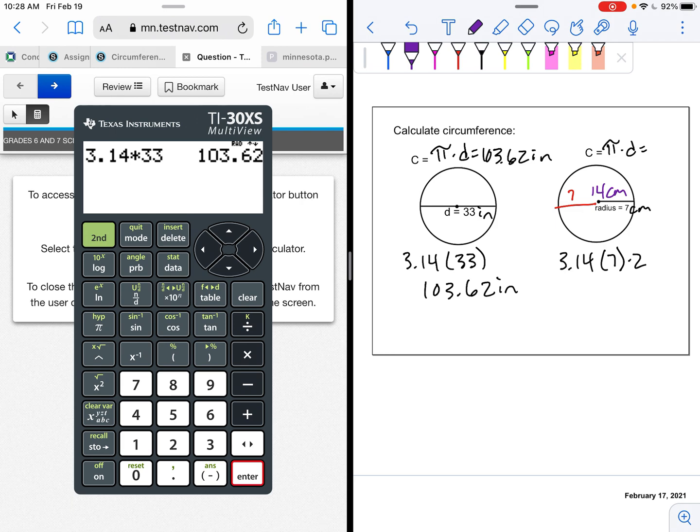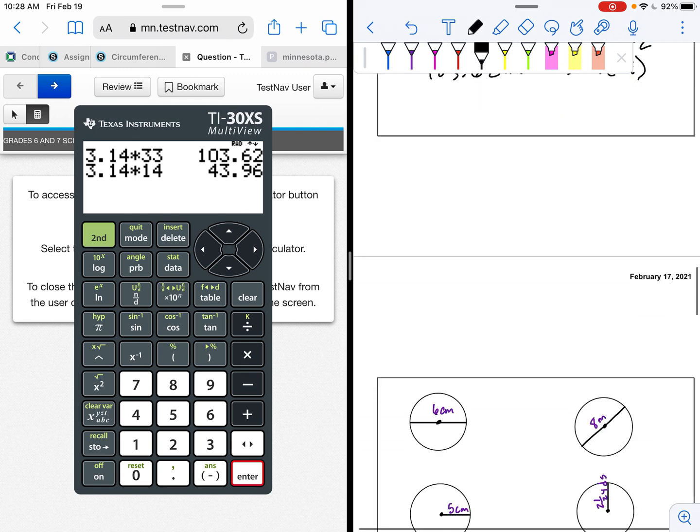So you could do 7 times 2 times pi. You could also just jump to the times 14. So over here on my calculator, 3.14 times 14, and I'm going to end up with 43.96 centimeters. So remember always to label because we are in geometry.